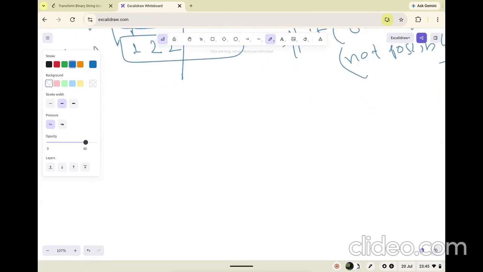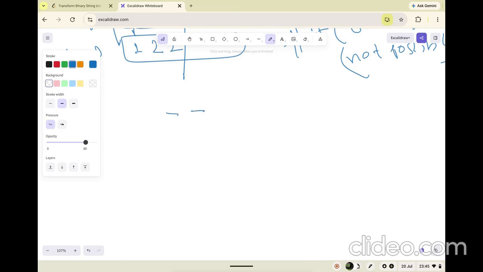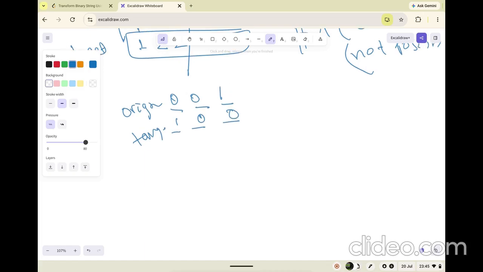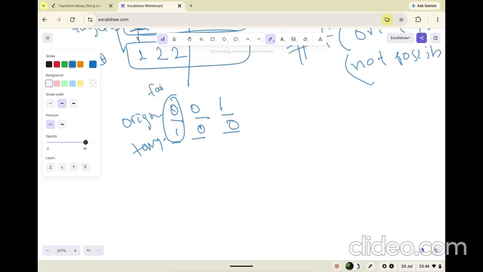Let's first see a test case where it can fail. Let's call this original, and original had, let's say, 0 0 and 1, and the target which we formed had, let's say, 1 0 and 0. Now you see, at this point only we have a failure, right? Because this 0, even if you pick up any subsequence, won't leave its place.